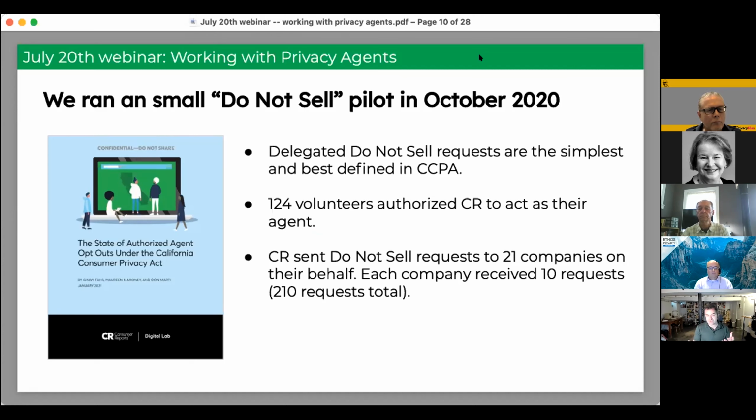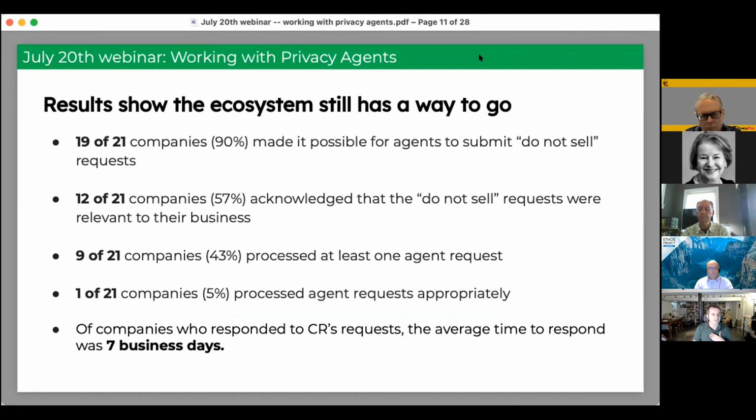The reason we chose do not sell requests is that statutorily, they're the simplest. They don't require the agent to have secured a power of attorney. They don't require the company to verify the identity of the requester, unlike the other kinds of requests. So we said, let's start simple and let's see what the state of play is when we become an authorized agent and help consumers exercise their rights.